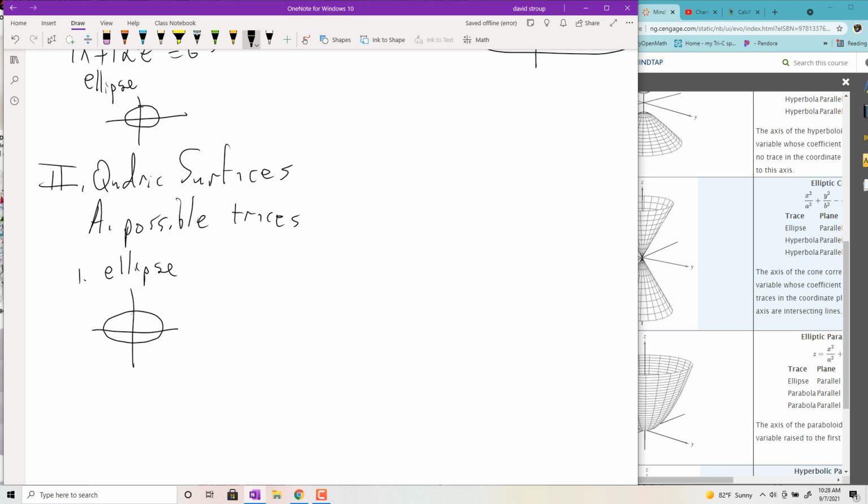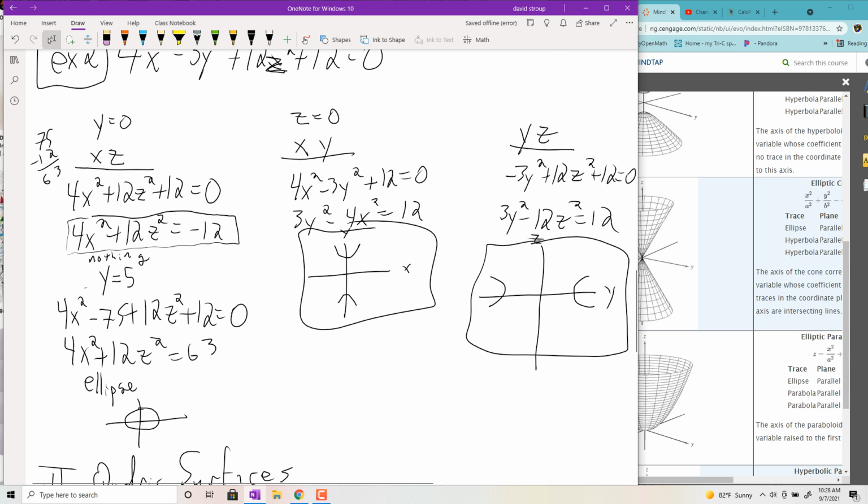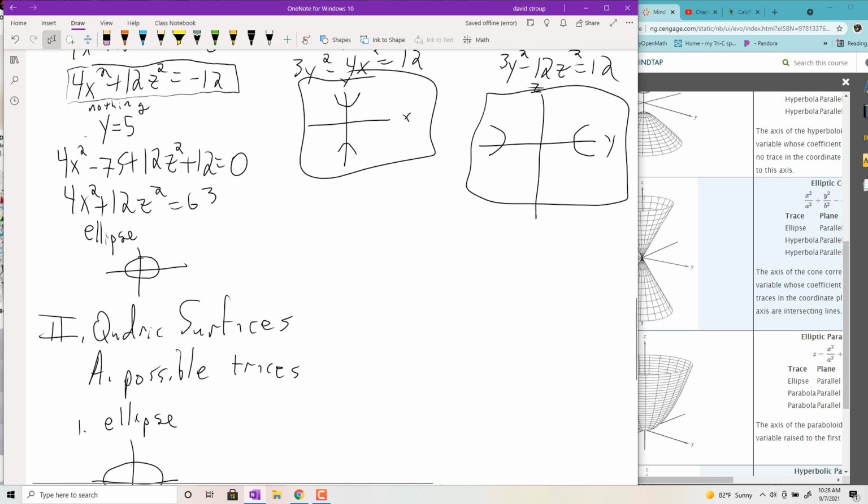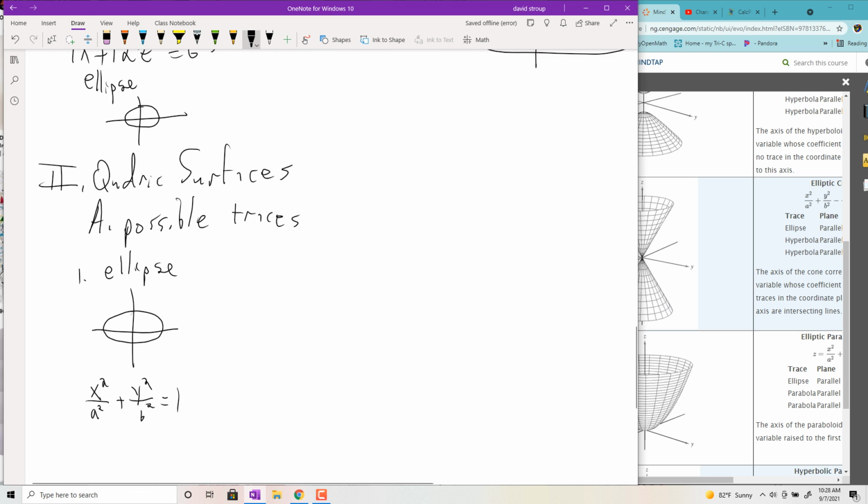You don't have to draw these perfectly, but hopefully you remember that they all have the same kind of form: x squared over a squared plus y squared over b squared equals 1. I usually won't even bother putting it in that form. As you can see up here, as long as you know it's something squared plus something squared equals something positive, you have an ellipse.